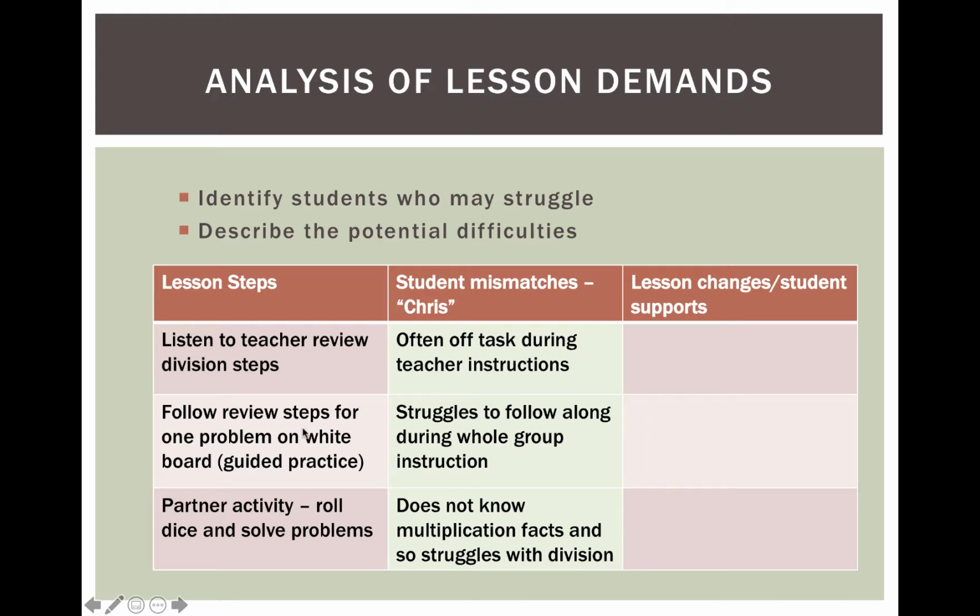Secondly, follow review steps for one problem on whiteboard. So this is guided practice for everyone. We know that Chris is going to struggle to follow along during whole group instruction. So what are some changes that we can implement to ensure that he's accessing the curriculum? And then finally, the last step for this example is that they're going to go into a partner activity where they're going to roll the dice and then solve problems. Well, we know that Chris does not know his multiplication facts and struggles with division. So if this is the lesson step activity, how is he going to do given this mismatch?